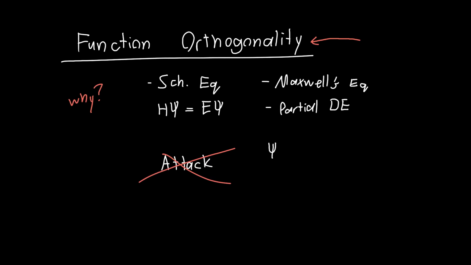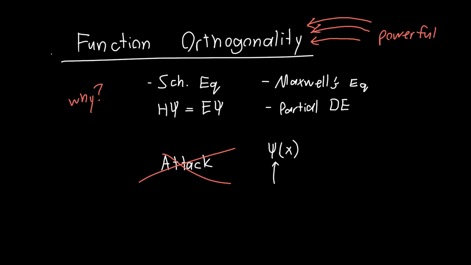So for example, without knowing anything about what psi of x actually is, the wave function, we can use properties of that wave function that are due to the underlying equation that make our lives much, much easier and make a lot of otherwise impossible problems possible. And I would argue that function orthogonality, this guy right here, is probably the most powerful of all properties in mathematics that we use to attack differential equations like the Schrödinger equation, Maxwell's equations, and others.